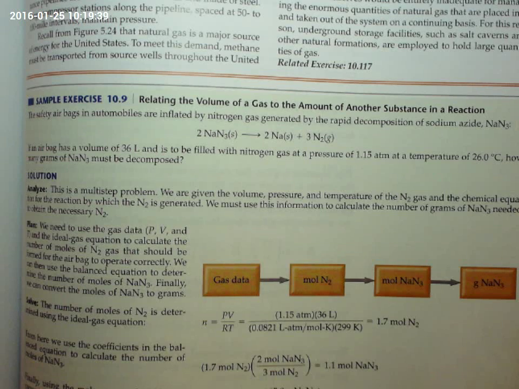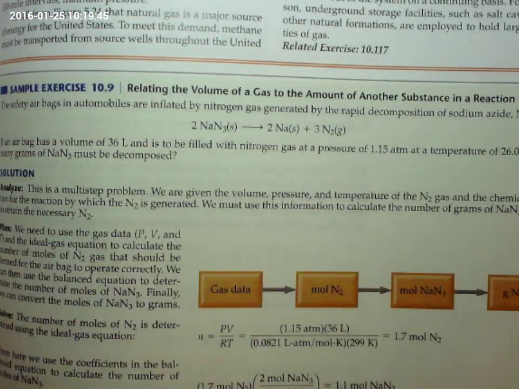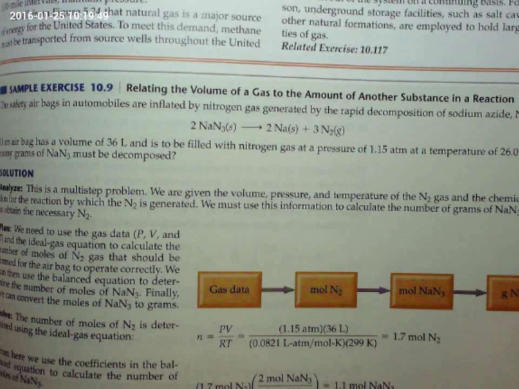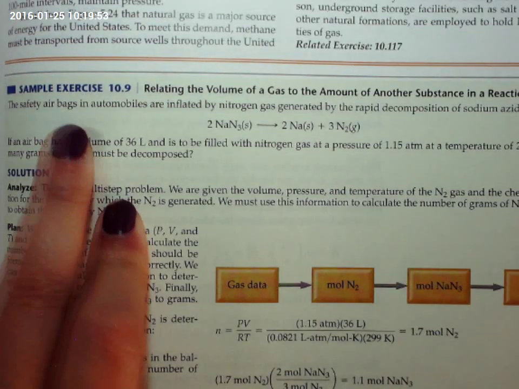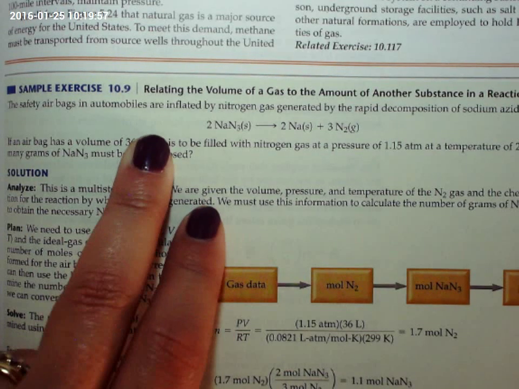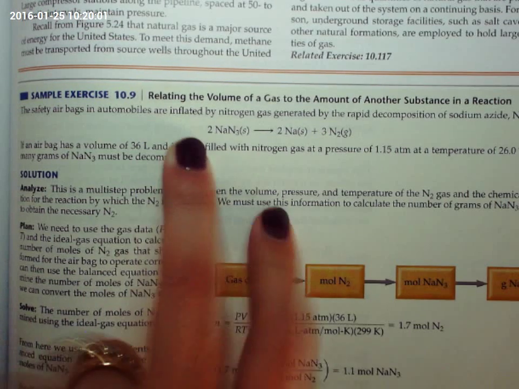Okay, so what I want to do is on page 409, and it's sample exercise 10.9. All right? Because now we're going to talk about conditions that aren't exactly STP or conditions that actually change as the reaction goes on. All right? So sample problem 10.9 talks about safety airbags in automobiles. They use this reaction where nitrogen gas is produced from sodium azide.